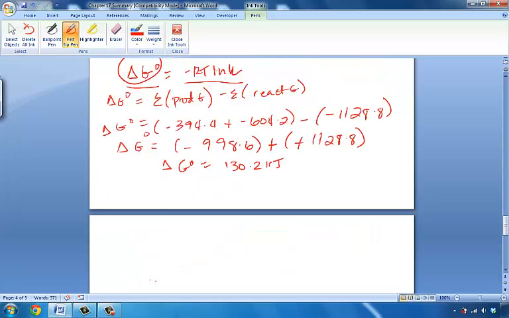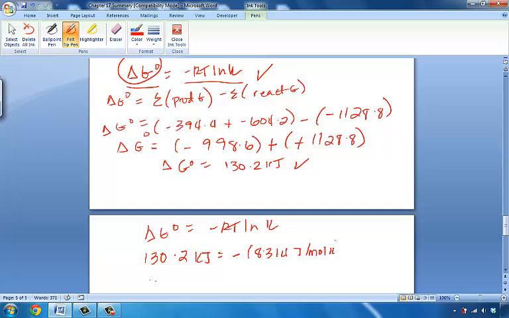Now we know what we can plug in, so we can go back to our equation. Delta G naught equals negative RT ln of K. Delta G naught we just found is 130.2 kilojoules. Then we have negative R, which is 8.314 joules per mole Kelvin, times T, which is 298 Kelvin, and ln of K. Notice how this is kilojoules and this is joules, so we need to make them the same.